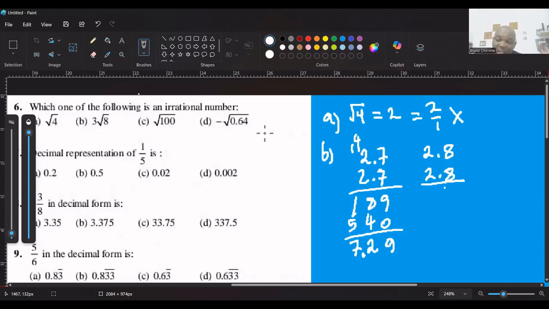So now 8 times 8, that's 64, carry 6. 8 times 2, that's 16 plus 6. 16 plus 6 is 22. So put 2 and 2, and then put a 0. 2 times 8, that's 16, carry 1. 2 times 2 is 4, plus 1 is 5.